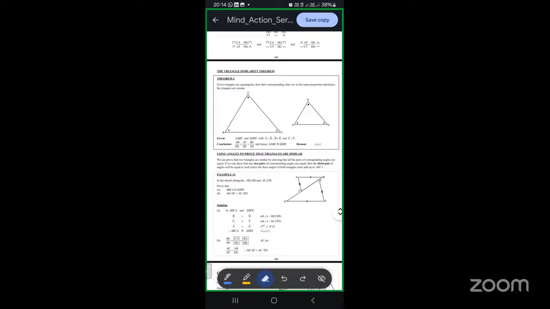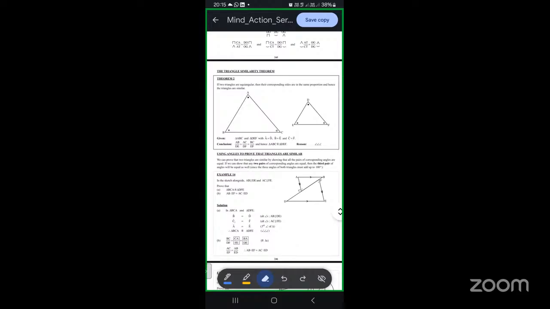Now they are saying if we are given triangle ABC and triangle DEF, with angle A equal to angle D, the conclusion is that AB over DE is equal to AC over DF, equal to BC over EF. Hence those triangles are similar. The reason is angle, angle, angle. We knew that those angles were all equal.